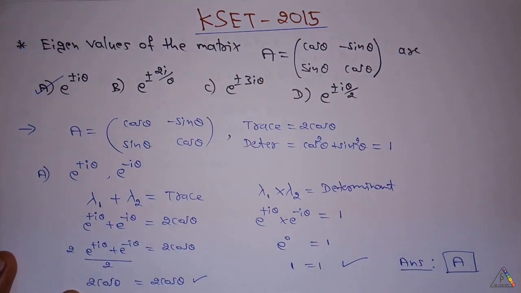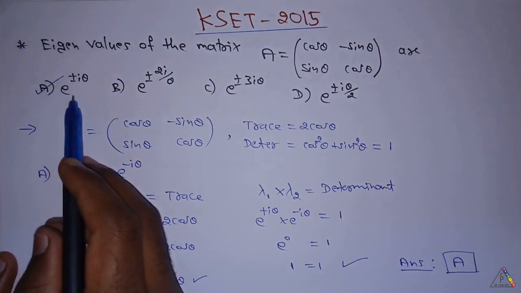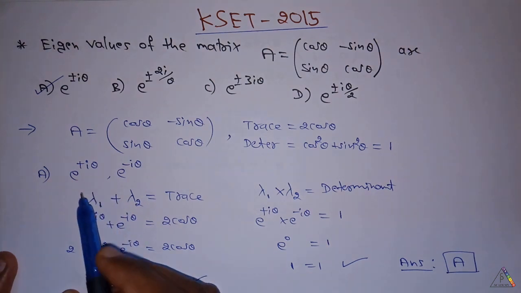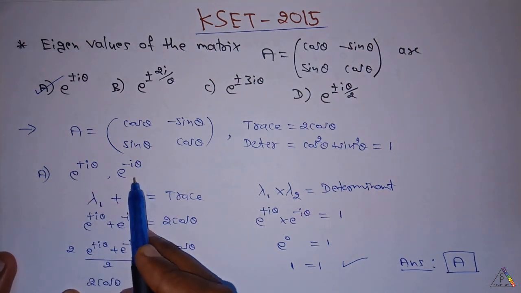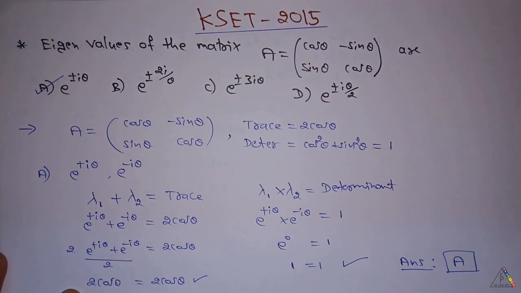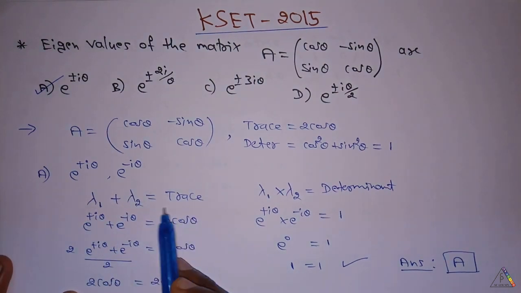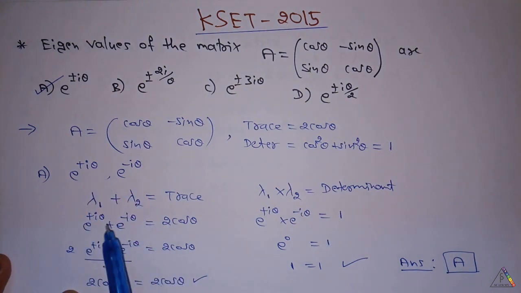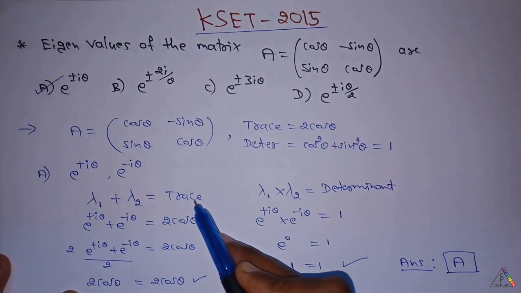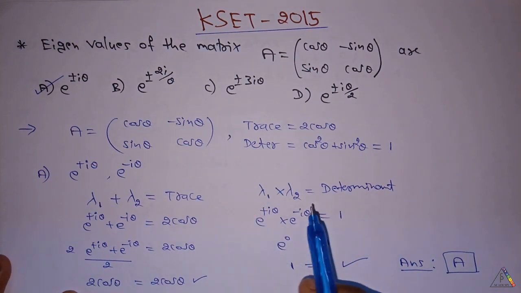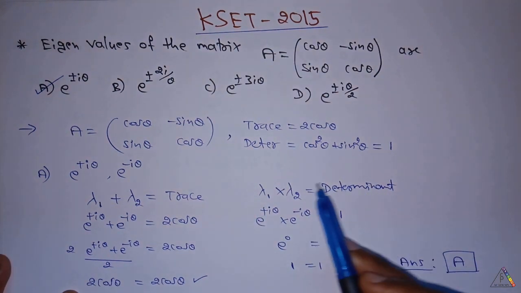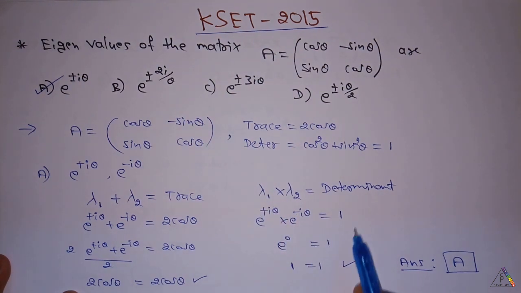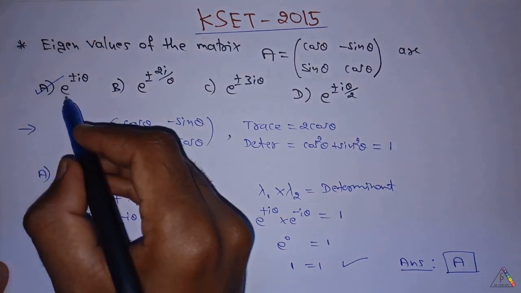For this question, I am going for the elimination method. First, I am taking the A option as the eigenvalues. The eigenvalues are e power plus i theta and e power minus i theta. And by the properties of eigenvalues, the trace should be equal to the sum of the eigenvalues. By simplifying, these eigenvalues will satisfy the property of trace, and the determinant property is the product of eigenvalues, and these eigenvalues will also satisfy the property of determinant. So for this question, the answer is A option.